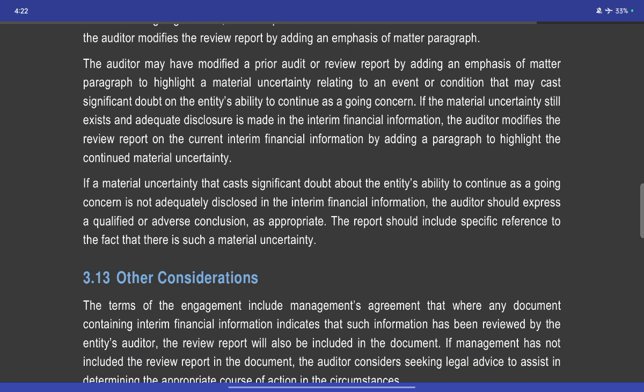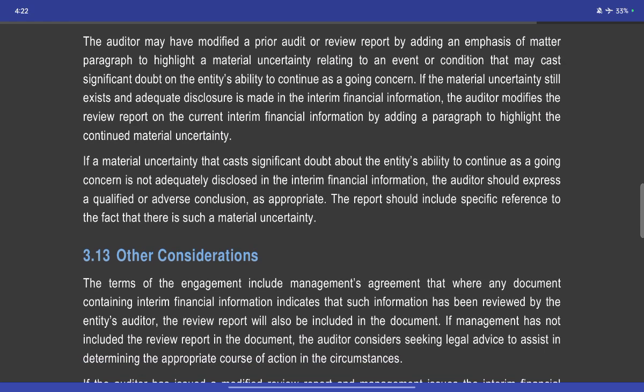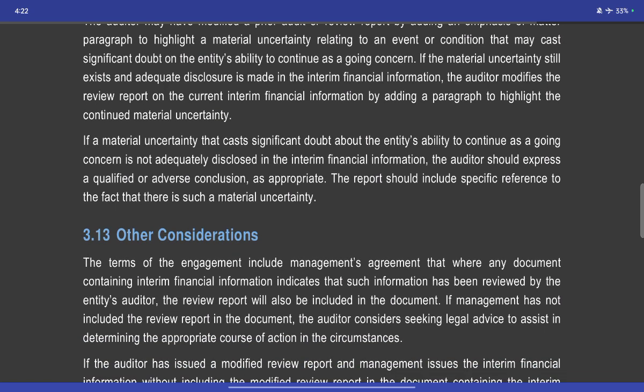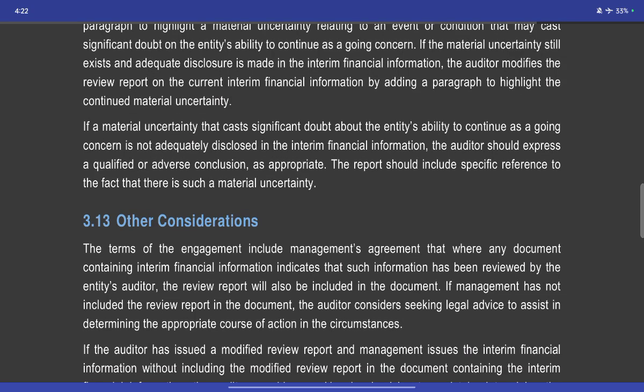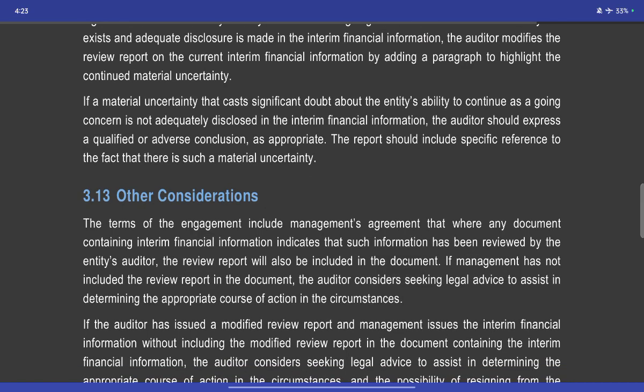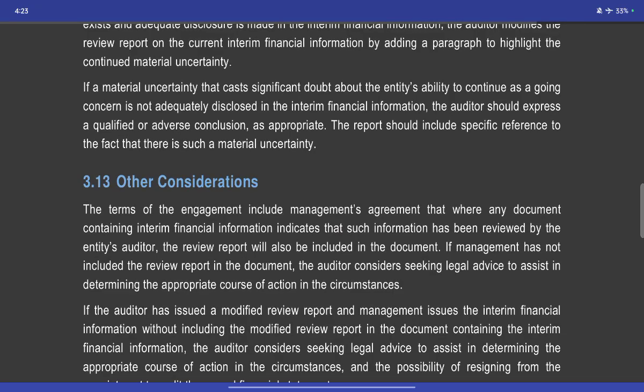The auditor may have modified the prior audit report by adding an emphasis of matter paragraph to highlight the material uncertainty related to the event or condition that may cause significant doubt on the entity's ability to continue as a going concern. If the material uncertainty is likely to exist and adequate disclosure is made in the interim financial information, the auditor modifies the review report on the current interim financial information by adding a paragraph to highlight the critical material uncertainty.